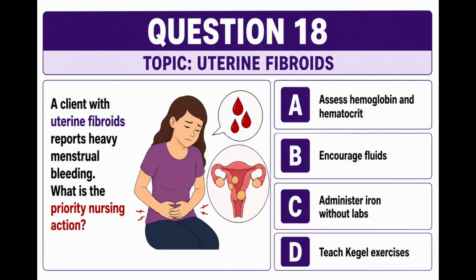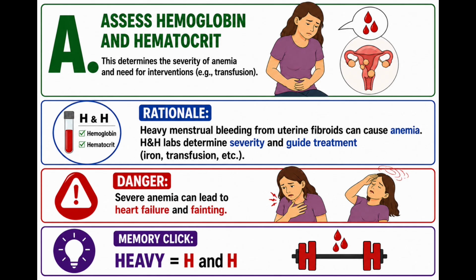Question 18. Uterine fibroids. A client with uterine fibroids reports heavy menstrual bleeding. What is the priority nursing action? A. Assess hemoglobin and hematocrit. B. Encourage fluids. C. Administer iron without labs. D. Teach Kegel exercises. Answer: A.